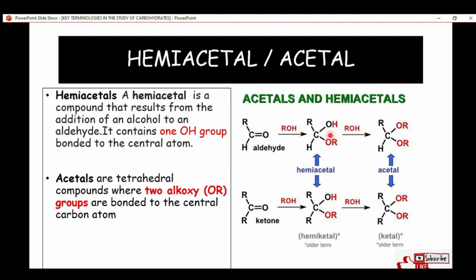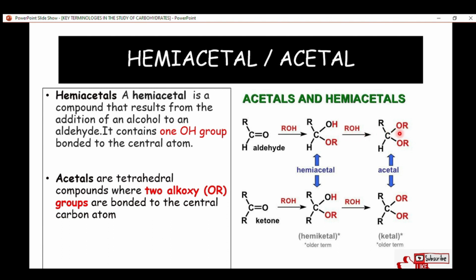This can also be converted to an acetal by adding another alcohol. When we add this ROH, we are converting the hemiacetal to an acetal. That means we are removing the OH group and adding an R group to it, and it will convert the hemiacetal to an acetal. The acetal is also a tetrahedral carbon, but there is no hydroxy group. It's only alkoxy groups.